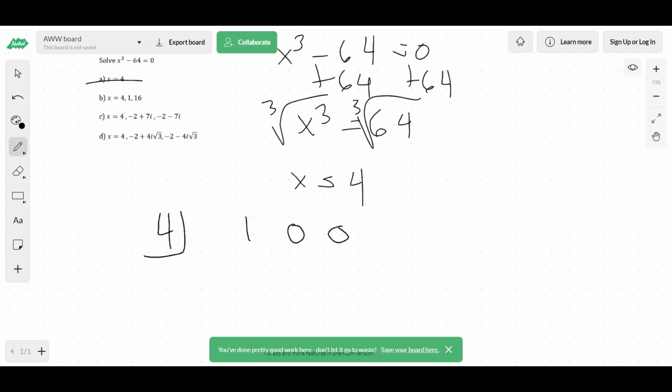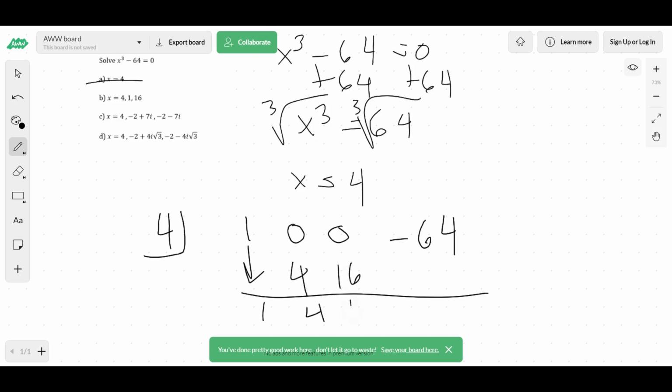You might go, why are you putting in 2 zeros here? Well, I'm putting a 0 in for each x that we're missing, and we're missing an x squared and an x, so I need a zero for each of those. And then we'll go through and do the synthetic division. So this should be easy enough. And that cancels out. So we're really left with our other factor being x squared plus 4x plus 16.